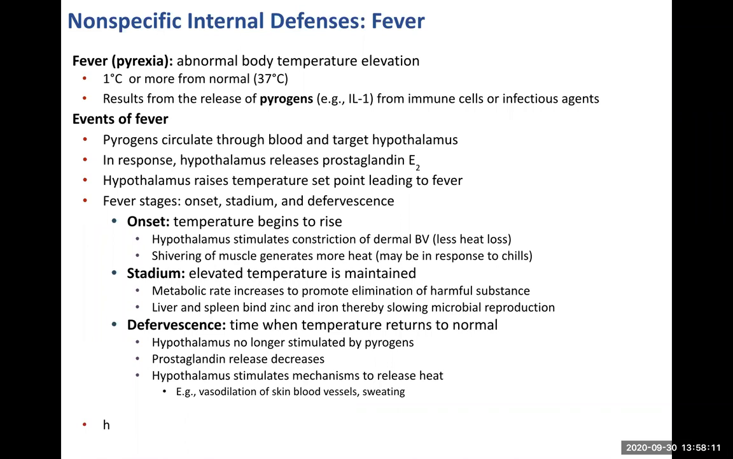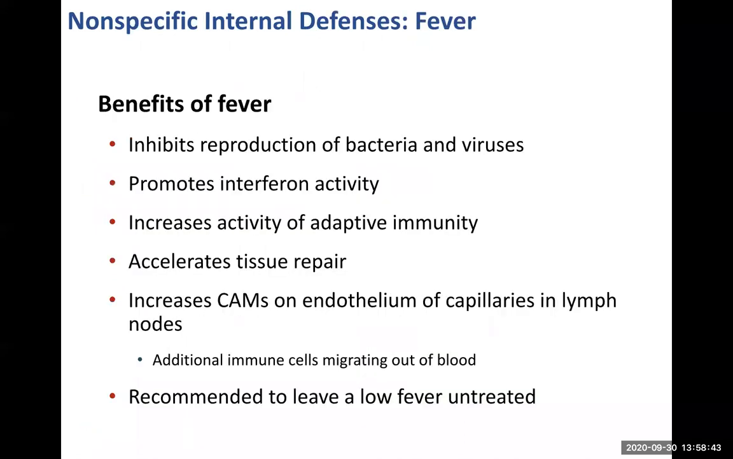And then the last stage of a fever is what we call defervescence. The layman's term for defervescence is having your fever break. So during defervescence, temperature returns to normal. The hypothalamus is no longer stimulated and no longer secreting hormones. And again, this is when things return to normal. Okay, I think I covered most of what's on this slide.